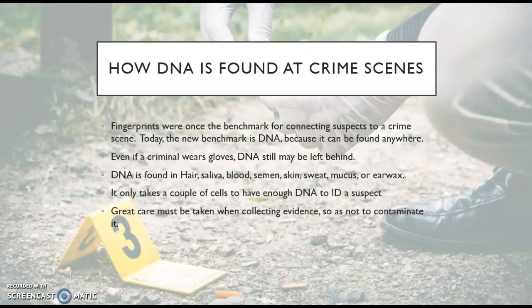So how DNA is found at crime scenes. Fingerprints were once the benchmark for connecting suspects to a crime scene. Today the new benchmark is DNA because it can be found virtually anywhere. Even if a criminal happens to wear gloves, DNA still may be left behind at the crime scene. DNA is found in hair, saliva, blood, semen, skin, sweat, mucus, or earwax. It only takes a couple of cells now to have enough DNA to identify a suspect.